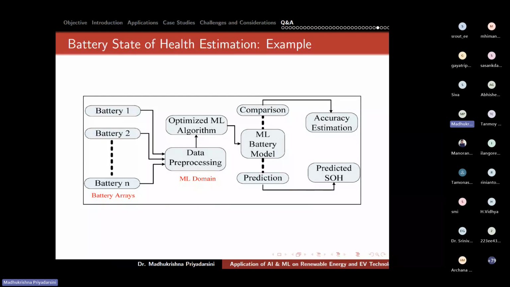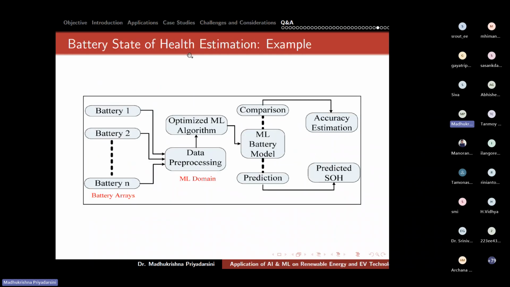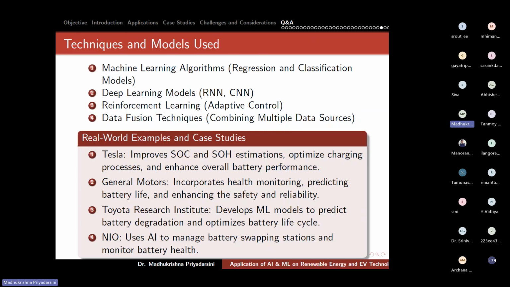Similarly, you can go for other features like optimization, predictive maintenance, and cost reduction. These are some applications of how AI/ML is going to be implemented in EVs. So these are the techniques and models we are basically using for EVs.